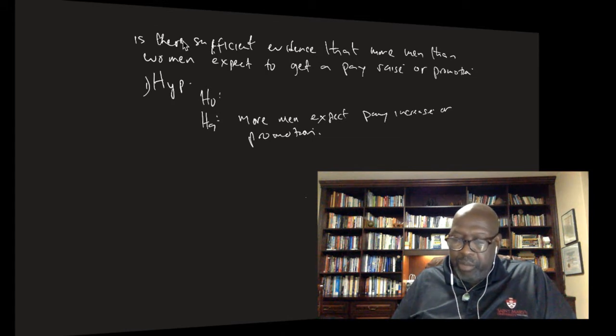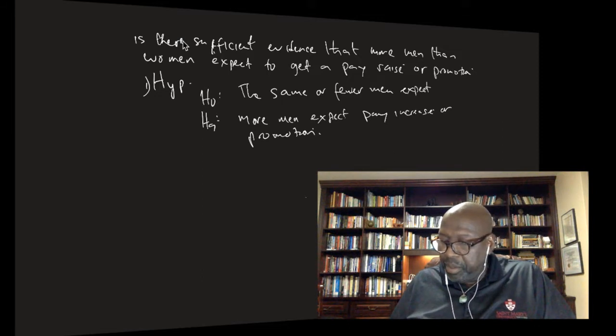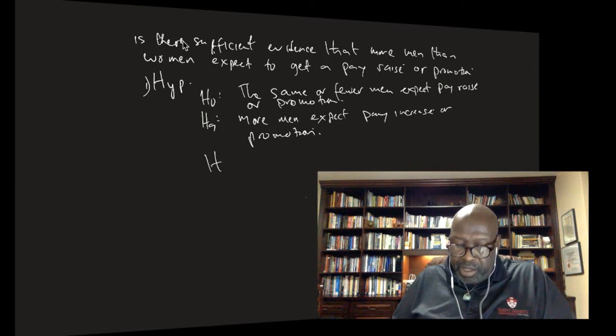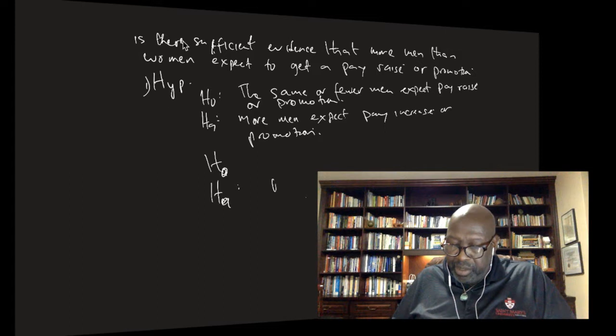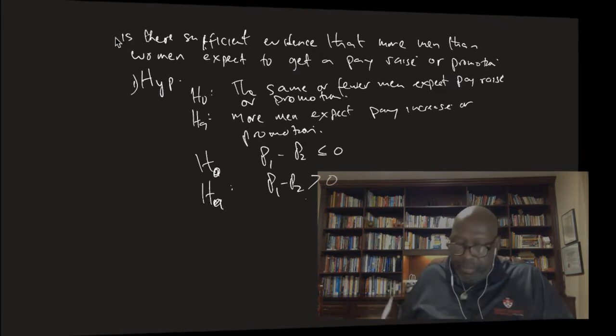and the same or fewer men expect pay raise or promotion. So if that's the case, H0, HA, if more men expect, then P1 minus P2 will be greater than 0. And then if the same or fewer, P1 minus P2 will be less than or equal to 0. Okay? So that's what we have here.